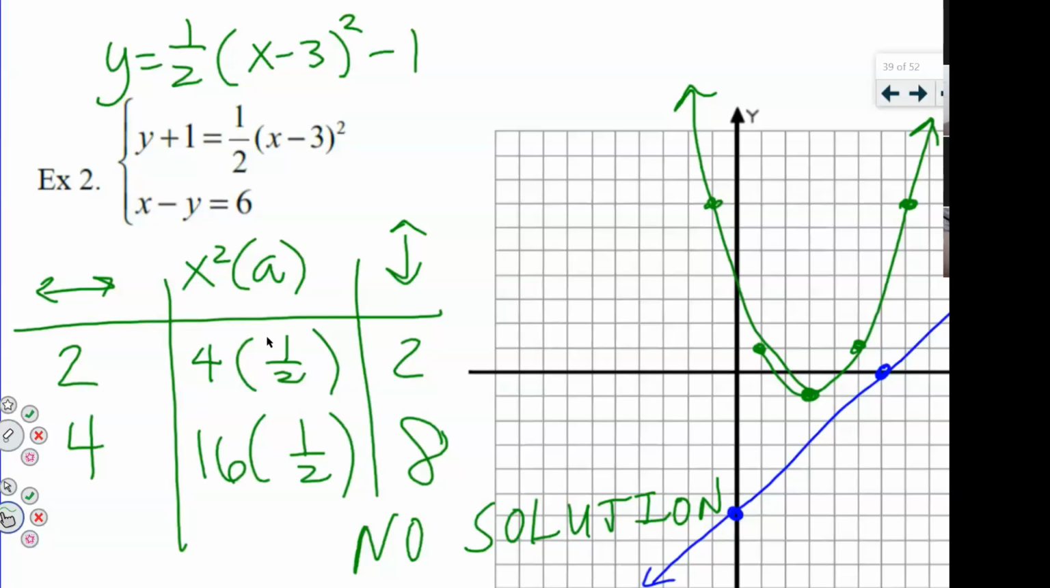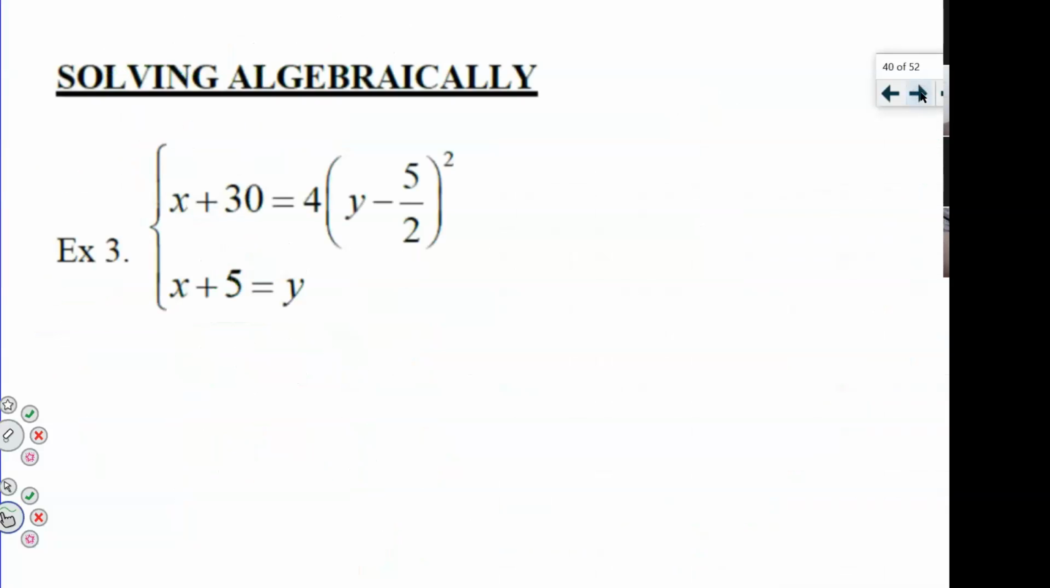Where's my arrows? They're way over here. Okay, so let's talk about this, guys. So we're dropping the graphs. We're going to solve algebraically. Here's the good news. Remember, one of them is always going to be a line, so you're always going to use substitution. Whatever the line is, we're just going to substitute that into the other equation. So where I see the letter y, I'm going to drop in x plus 5.